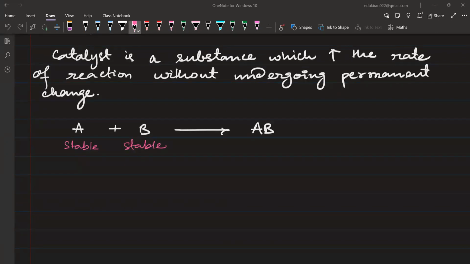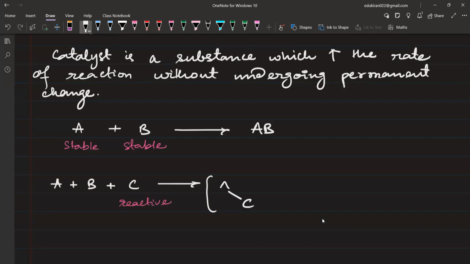Now what we do? We introduce a very reactive molecule. क्या? We have A plus B plus C, and this C is what? It is very reactive. और ये इतना रिएक्टिव है that it reacts both with A and B, और ये कुछ इस तरह का बॉन्डिंग करेगा. This is C, and it will make a bond with A and it will make a bond with B also.